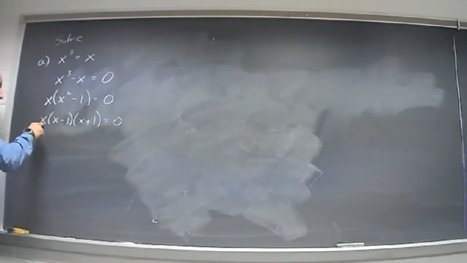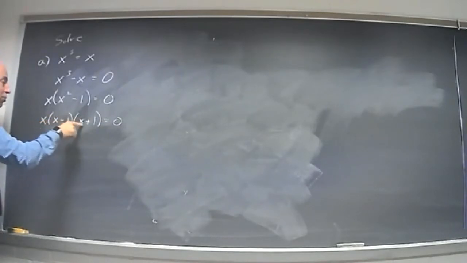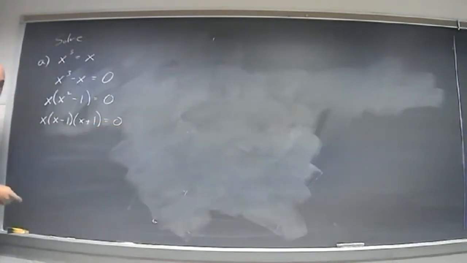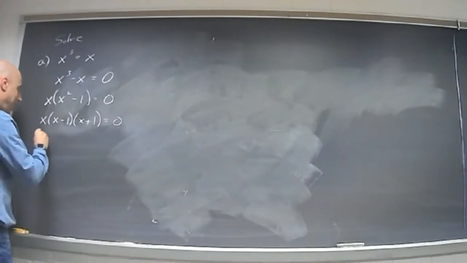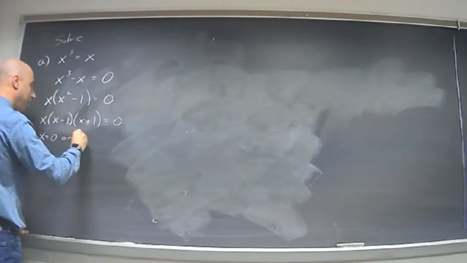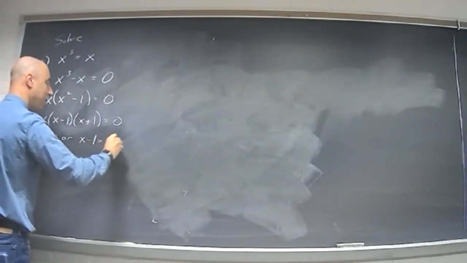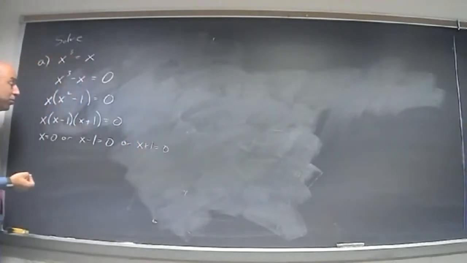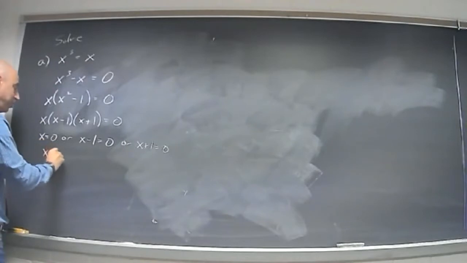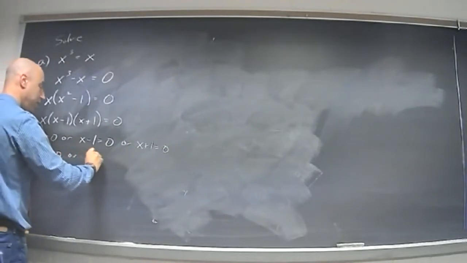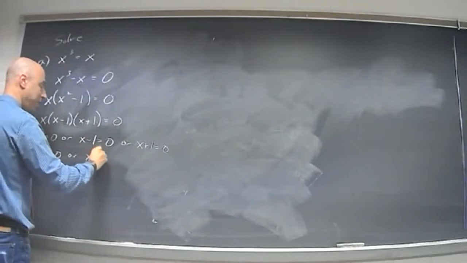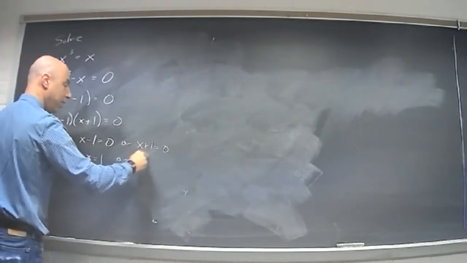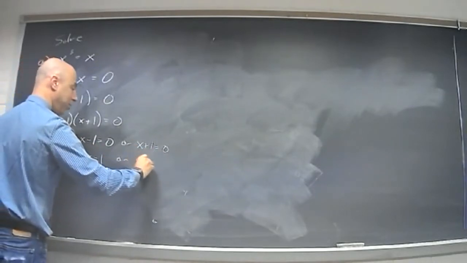And we said before, if the product of two or more things gives you 0, then one of them has to be 0. So either x equals 0, or x minus 1 equals 0, or x plus 1 equals 0. One of those things has to be 0. So x either equals 0, or x minus 1 equals 0, then x equals 1. Or if x plus 1 equals 0, x equals minus 1.